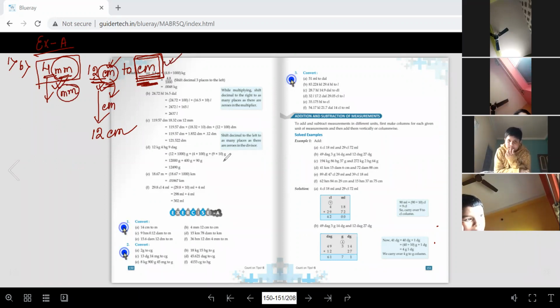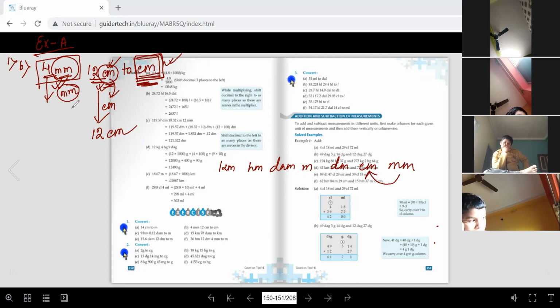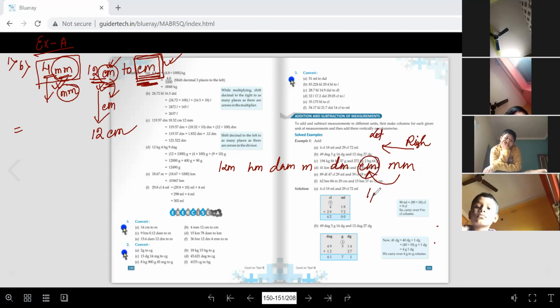Now, how? I told you to write the chart: kilometer, hectometer, decameter, meter, decimeter, centimeter, millimeter. From millimeter to where do we have to convert it? Centimeter. How many places are we moving from right to left? Only one place. Division by 10. So it will be divided by 10. Then what will be the unit? Millimeter or centimeter? Centimeter, very good.